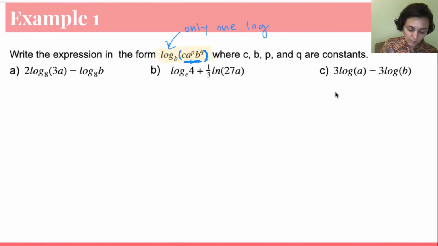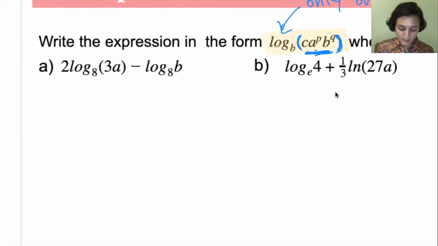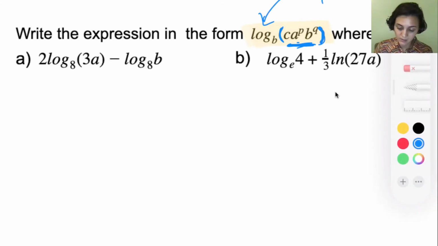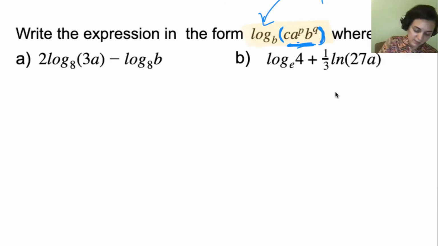So, part A. I see there's a couple rules that I'm going to have to use. I see that I have this constant that's being multiplied in the front that I need to get rid of. And then I have this subtraction sign. So the 2 rules I'm going to use are the quotient rule because of the subtraction, and also the power rule.